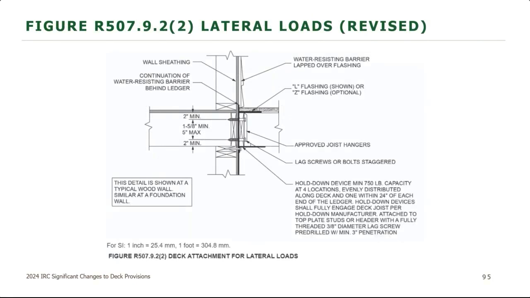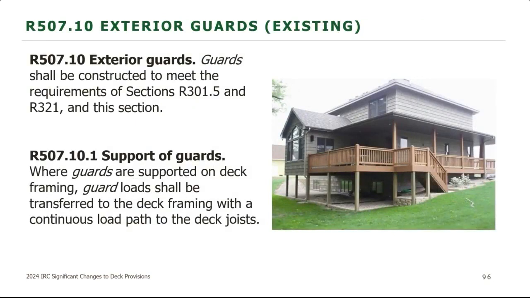Bottom. Exterior guards, again, nothing really changed here, but it is fairly new for the 21 code. So if you're on the 2018 or earlier, some of this stuff, it used to point you out into the guard section for the rest of the dwellings. It now has its own section here for guard support.